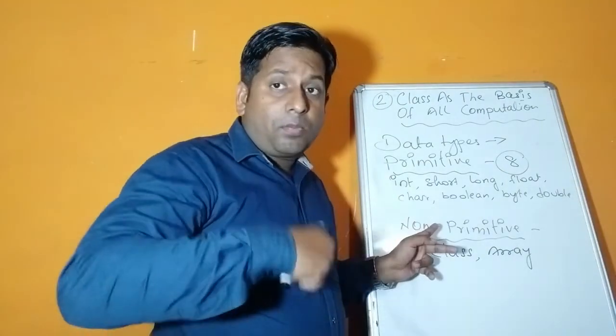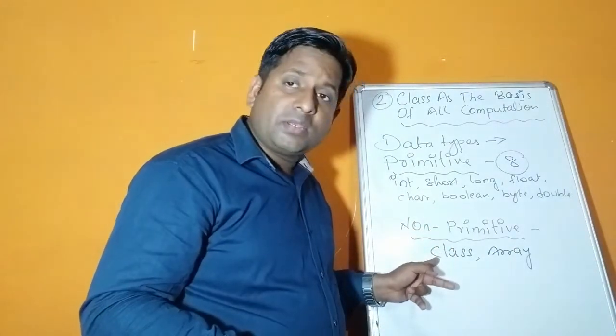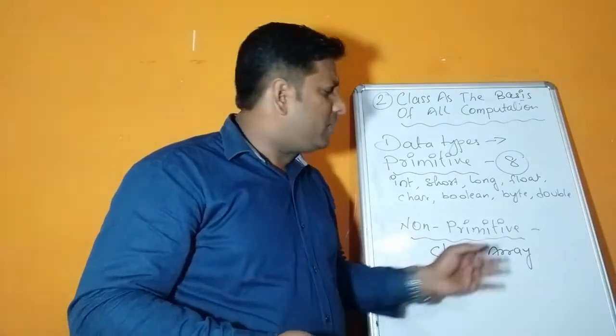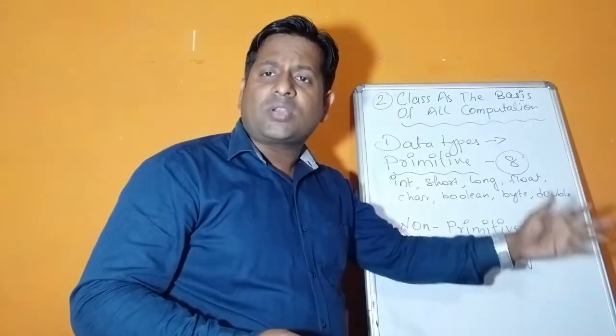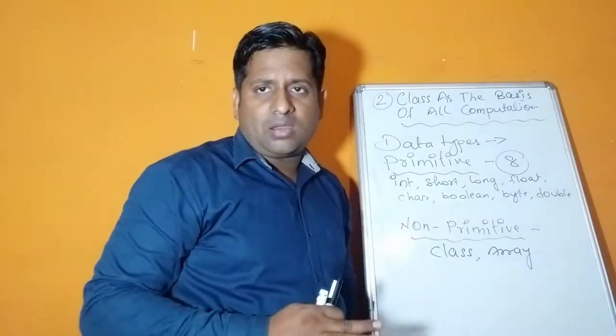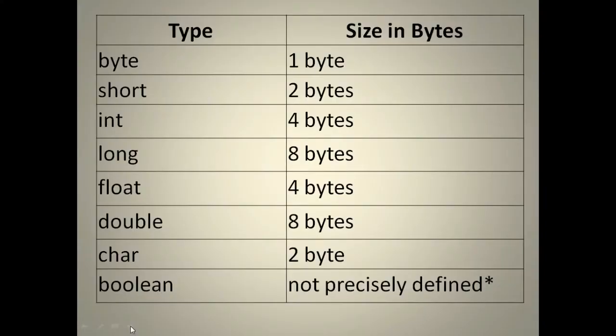Non-primitive is user defined, we make it for our purpose, like the class name is given by us. In the same way, the array name will be given by us. Many more are there, like interface and structure, but we will take two examples, class and array. Clear, children? There are in total 8 primitive data types. Each data type occupies a certain storage area, which is measured in bytes.